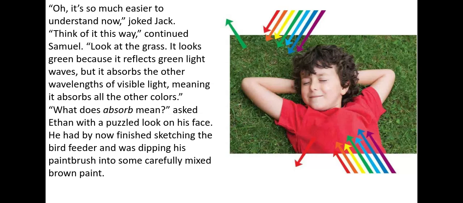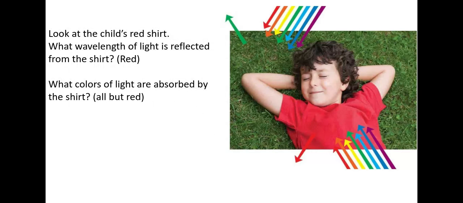He had by now finished sketching the bird feeder and was dipping his paintbrush into some carefully mixed brown paint. So if we look at this kid and see his red shirt, what wavelength of light is reflected from the shirt? Red, because that's what we're seeing. So that shirt is absorbing every color but red. So the red bounces off and is reflected, goes into our eyes, and we see it.